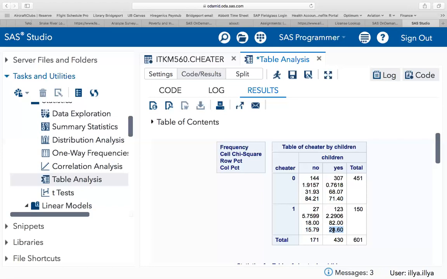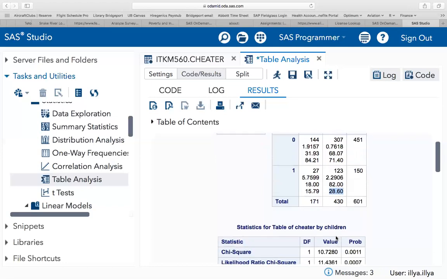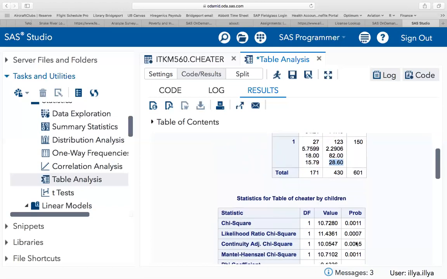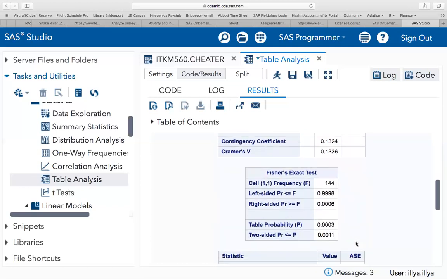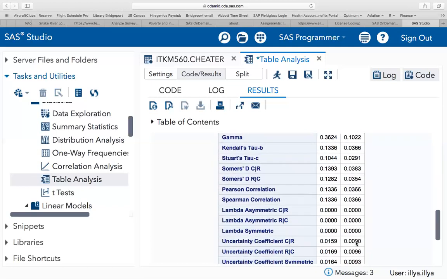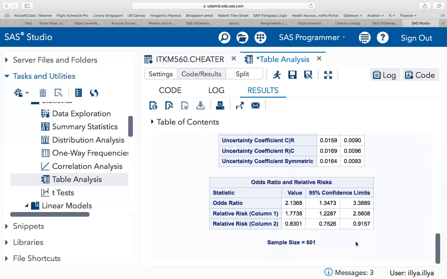Now that's close to 16 versus 28. Now that's a big difference. Okay, are you guys with me? So let's take a look. So we know it's significant. Now we're going to take a look at other calculations.